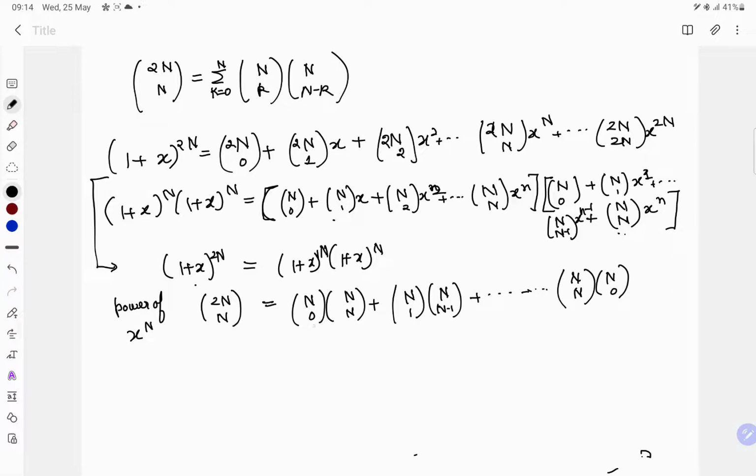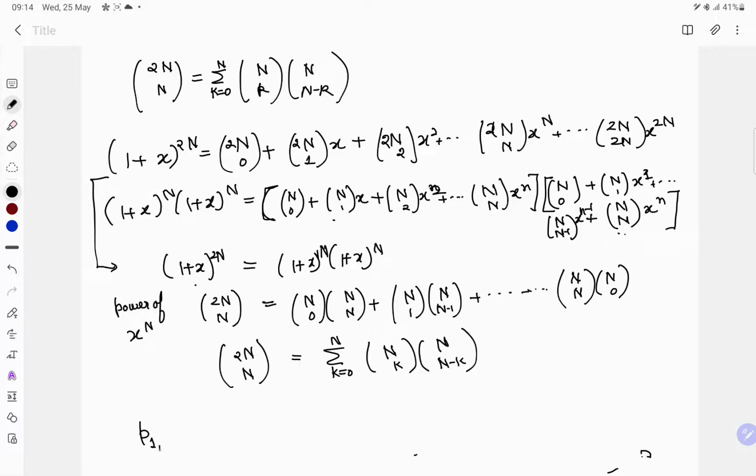So this is the sum which we were looking for, k from 0 to n of nCk nC(n minus k), and what we found is that this is nothing but 2nCn. Okay, so now our problem is solved.